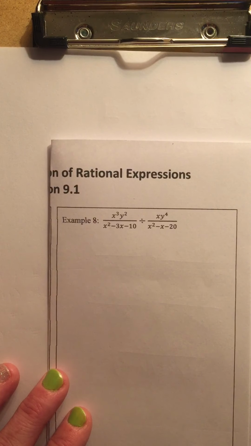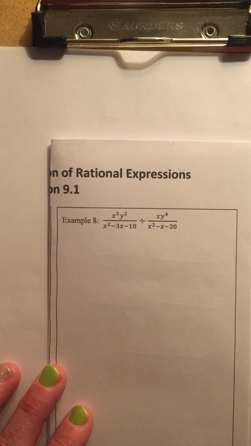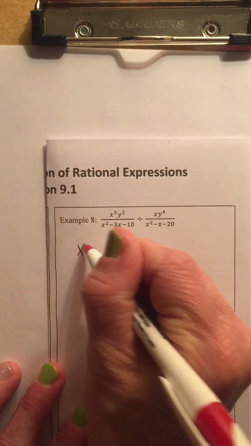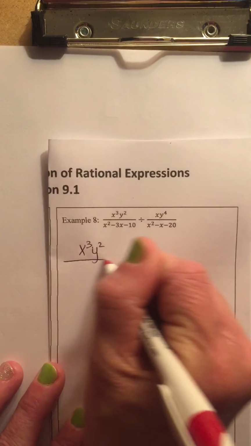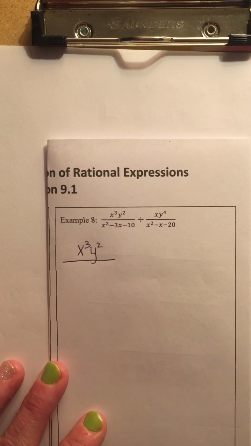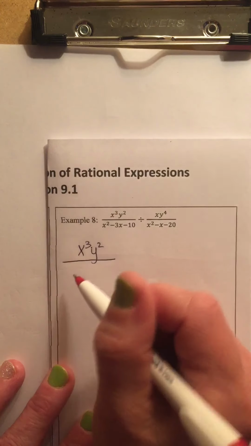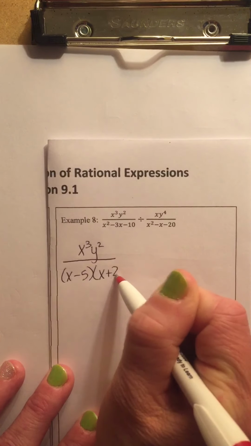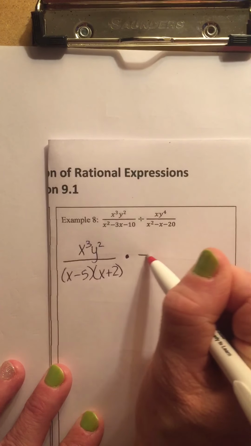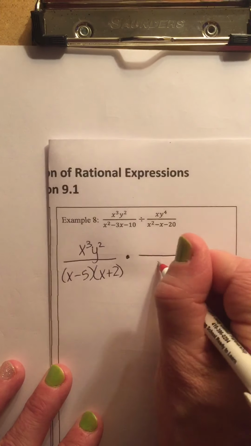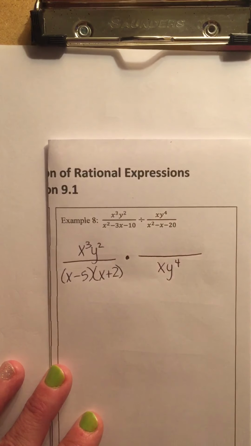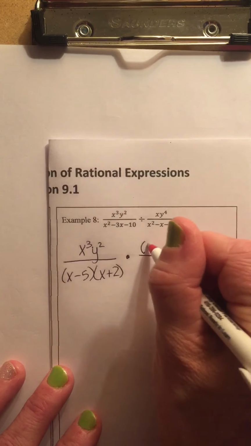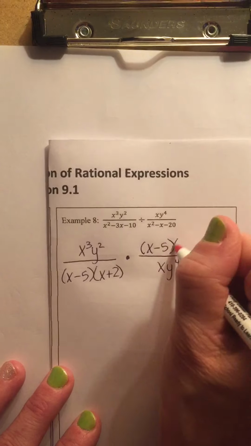Example 8. It's a division one again. Yes, we're going to need to factor again. Our first fraction, we keep it the same, so it's x cubed y squared divided by, let's factor, x squared minus 3x minus 10, x minus 5 times x plus 2, times, take my numerator and put it in my denominator, x y to the 4th. And that denominator is going to factor into x minus 5 times x plus 4.